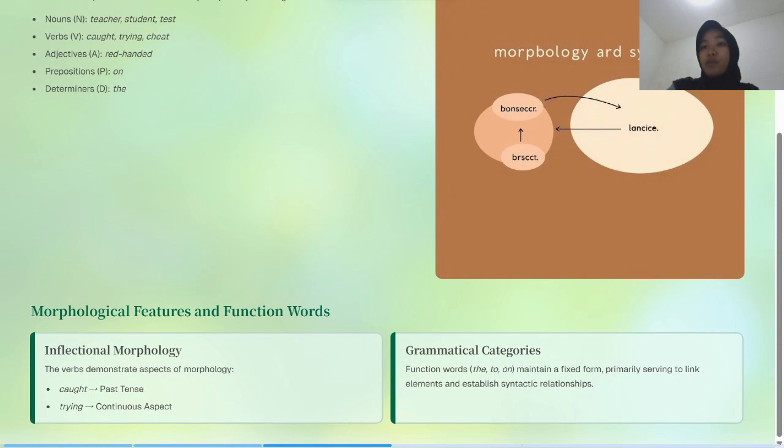Morphologically, caught shows past tense, trying shows continuous aspect, and cheat is its base form. Function words such as the, to, and on are fixed forms. They don't change based on tense or number. This analysis shows how morphology and syntax work together. Morphology shows grammatical meaning through word forms, while syntax arranges them into meaningful sentences.